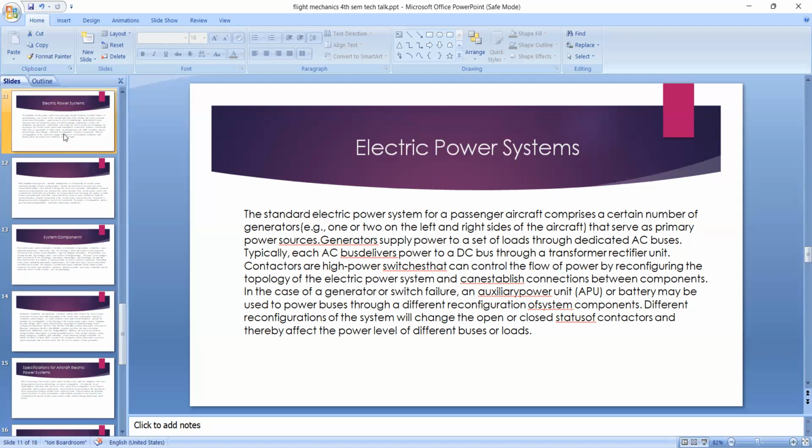establish connections between components. In the case of generator or switch failure, an auxiliary power unit APU or battery may be used to power buses through a different reconfiguration of system components. Different reconfigurations of these systems will change the open or closed status of contactors and thereby affect the power level of different buses or loads.